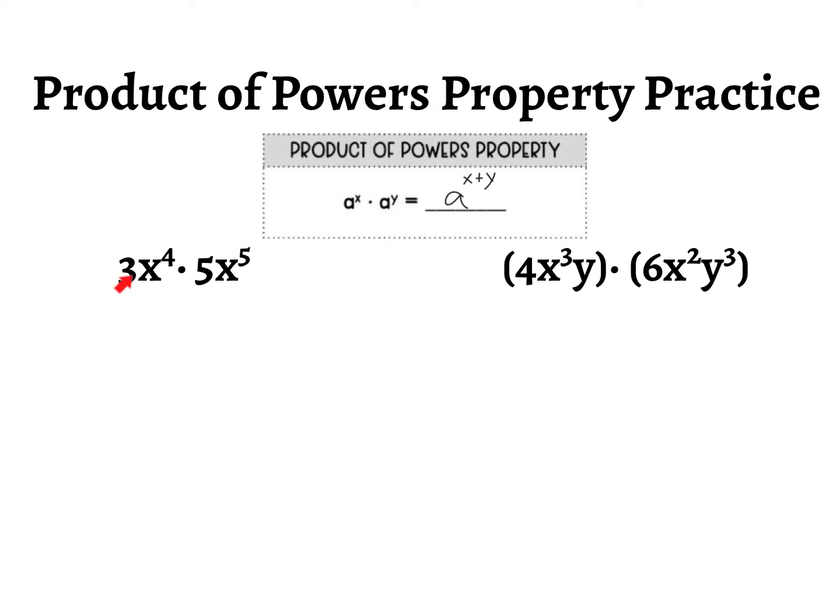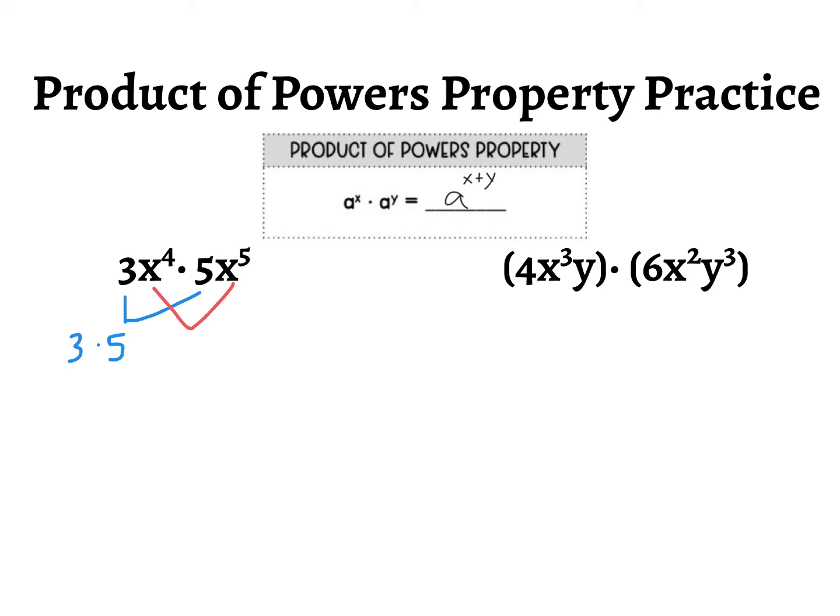Here we have 3x to the 4th and 5x to the 5th. Now, I want to first talk about combining like terms. Since you're multiplying, I'm going to be able to combine the 3 and the 5. So I'm going to separate this over here. I can say I have 3 times 5. Those are like terms. Those are going to be grouped together. At the same time, I can group the variables together, the x to the 4th and x to the 5th.